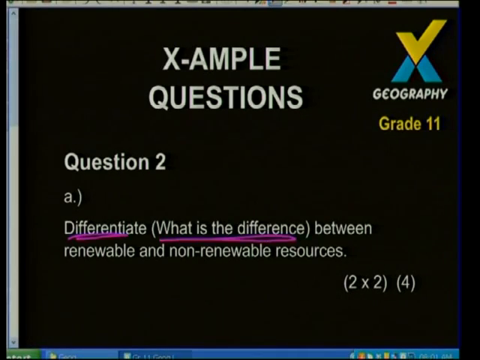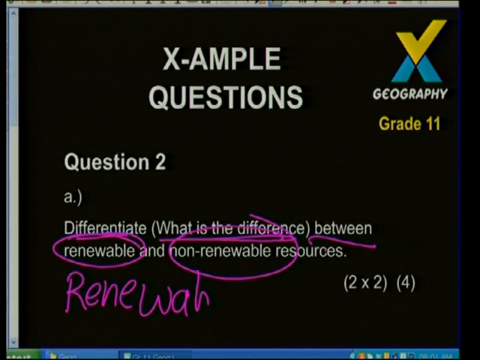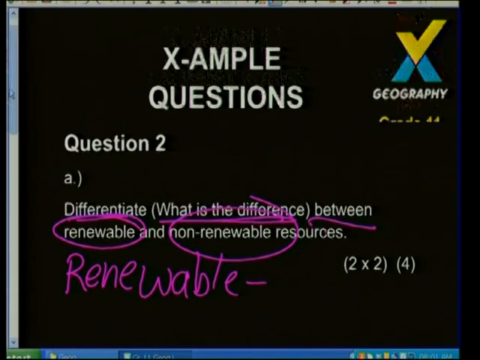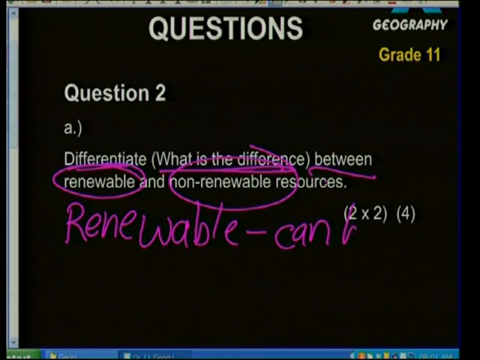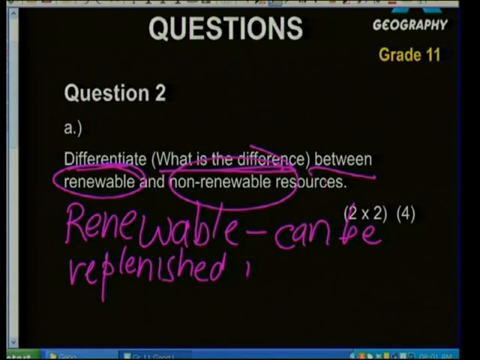Let's look at a typical type of question that you will receive for this particular section. Differentiate, which means what is the difference between renewable and non-renewable resources. A typical type of exam question that allows you to define and explain your understanding of these two concepts. And remember, you've done this already, so you should be able to identify the key words that help you better understand. Renewable. A key aspect of renewable, and let's go further, can be replenished, or in simpler terms, replaced.